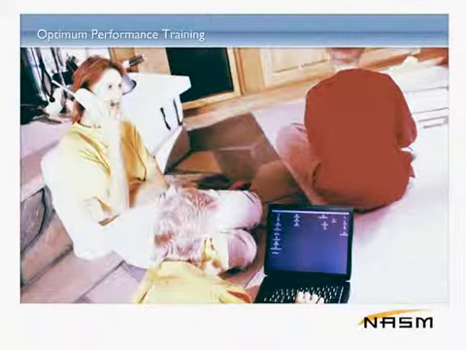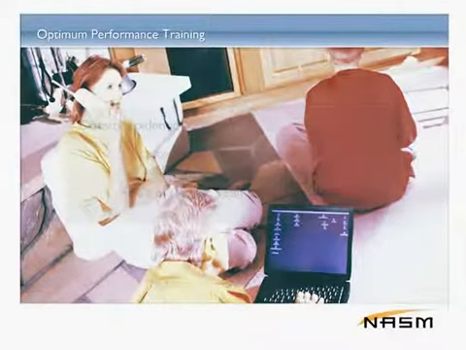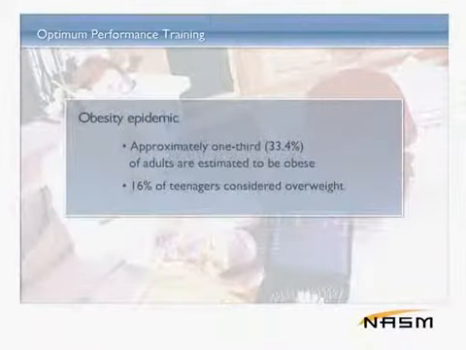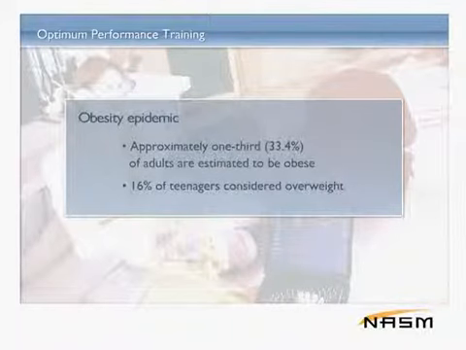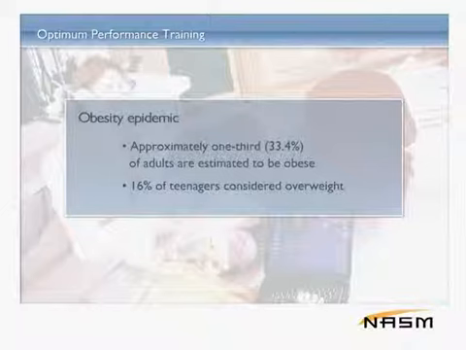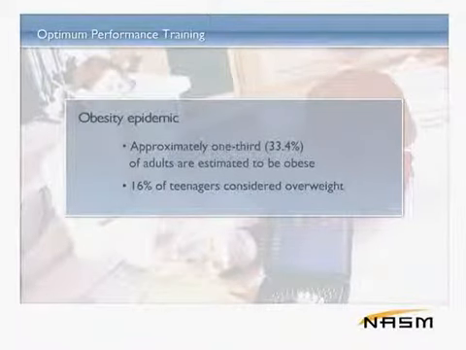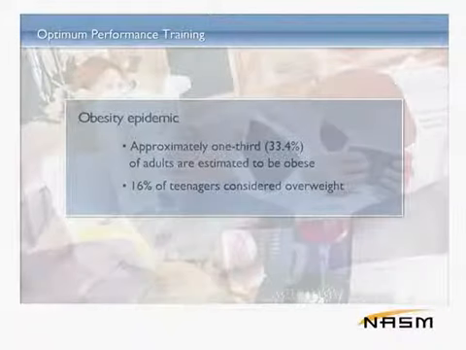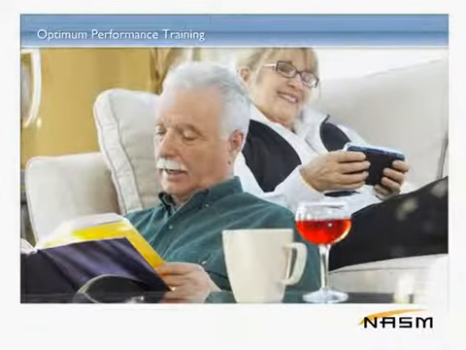In 1985, the International Obesity Task Force deemed the prevalence of obesity an epidemic. Today, approximately 30% of adults are estimated to be obese. This carries over to the adolescent population, with 16% of teenagers considered overweight. The American population is also living longer.